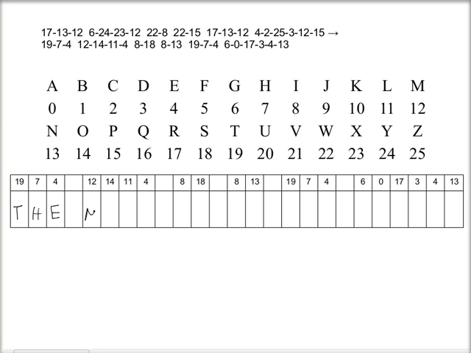12 is M. 14 is O. 11 is L. And 4 is E. 8 is I. 18 is S. I've got another I and an N. 19 is T. I've got my repeated pattern here, 1974, so this word is also V. 6 is G. 0 is A. 17 is R. 3 is D. 4 is E. And 13 is N.